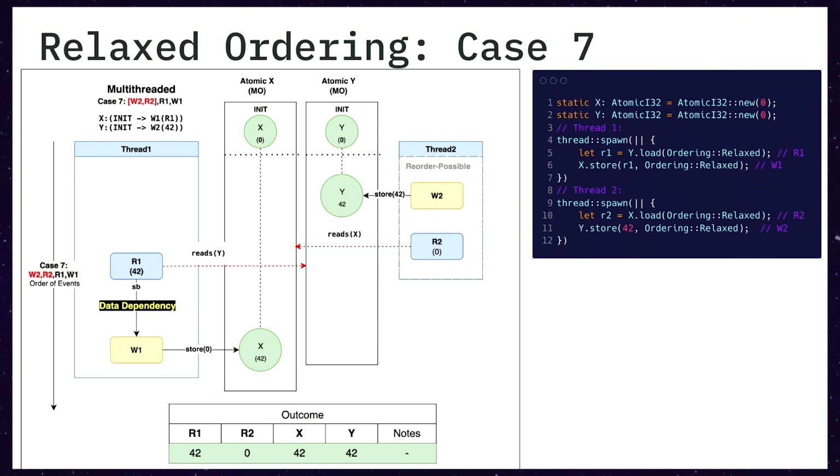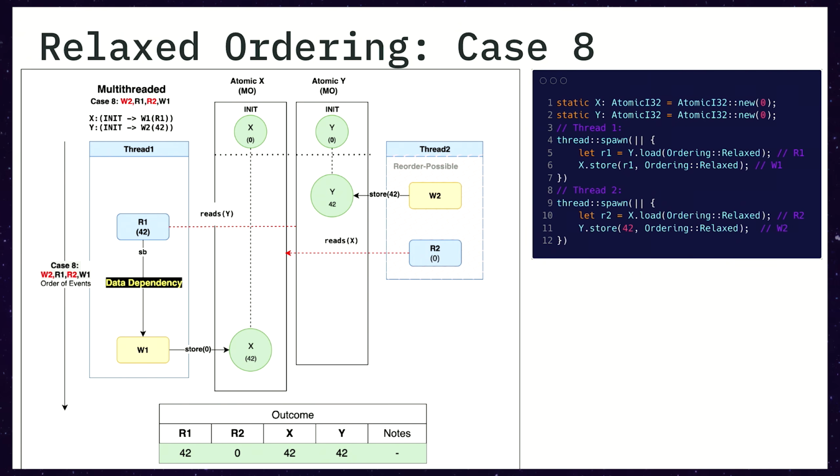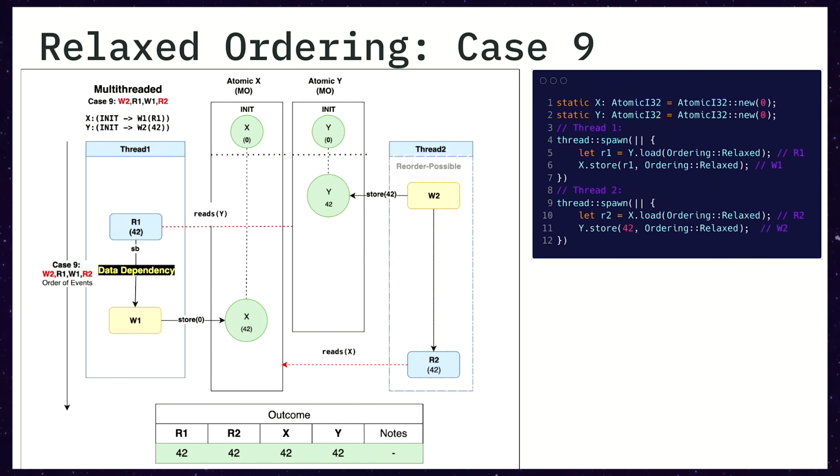Same thing with case 7. W2 has now been swapped with R2, which is what the red I highlighted in the text shows, because remember, there's no interdependency between the two, and so it's possible for them to be interleaved. So W2 happens first, R2 happens second, and then R1, W1. So we start to see 42s. Similar thing there, a bit more interleaving. And then we have a situation where everything's 42.